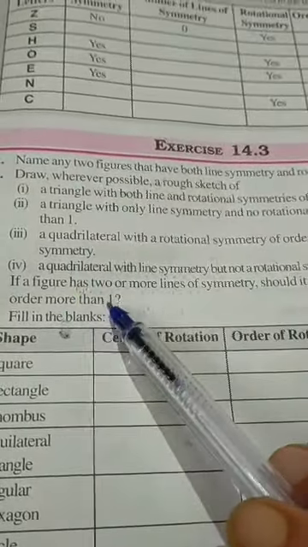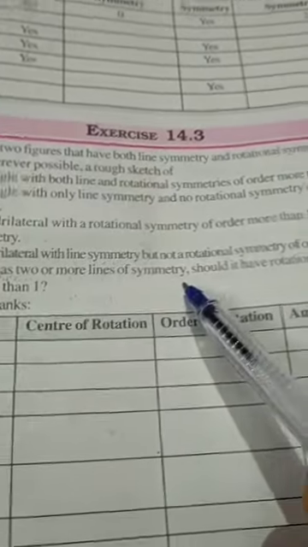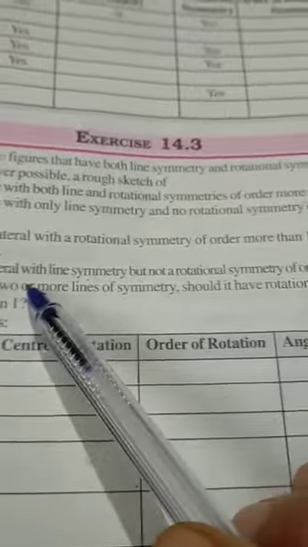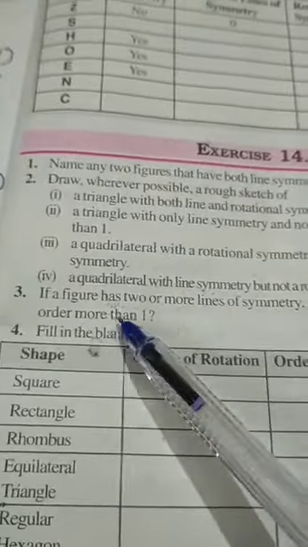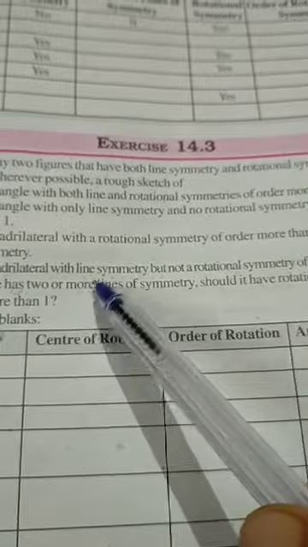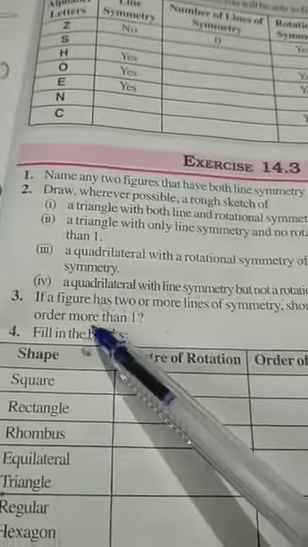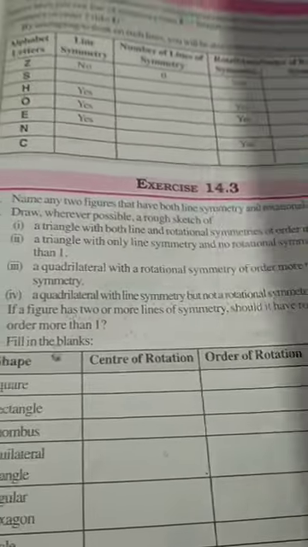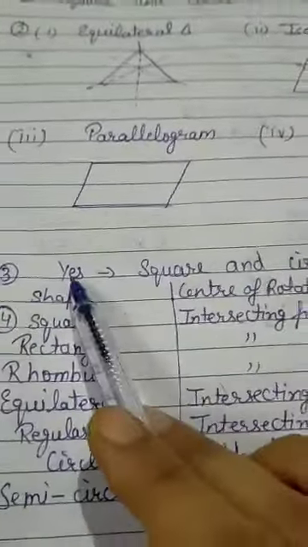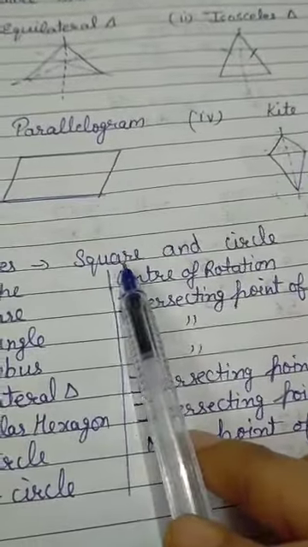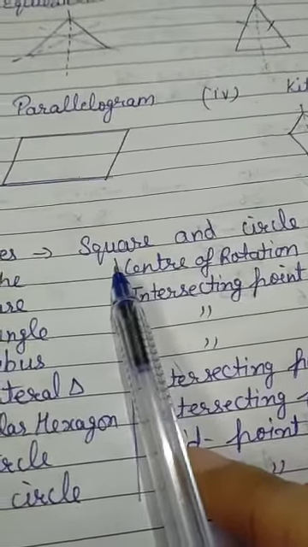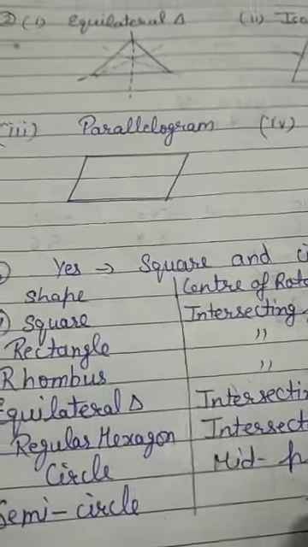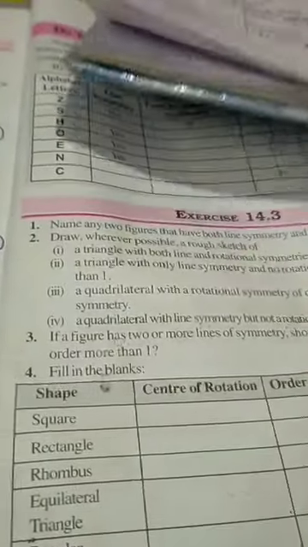If a figure has two or more lines of symmetry, should it have rotational symmetry of order more than one? He is saying that if a figure has two or more lines of symmetry, can it have rotational symmetry of more than one order? Yes, it is possible. We did it in 14.2. Yes, in a square and a circle there is more than one line of symmetry and they have rotational symmetry of order more than one. Okay. Now the next, fourth question.